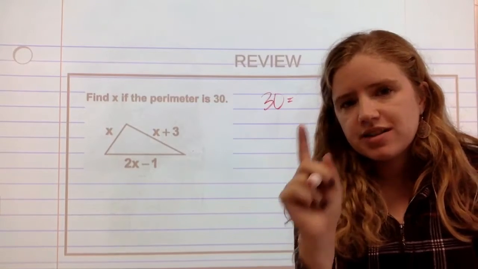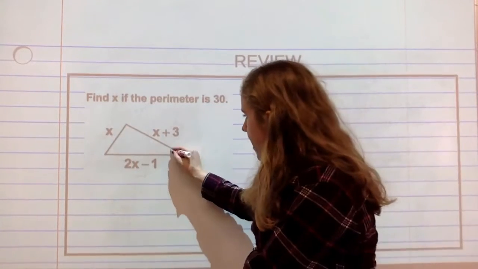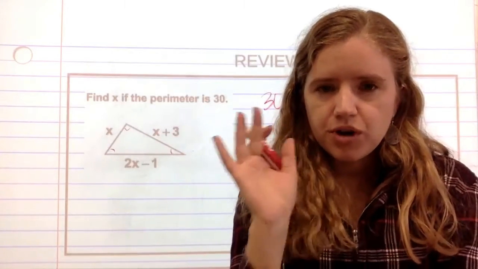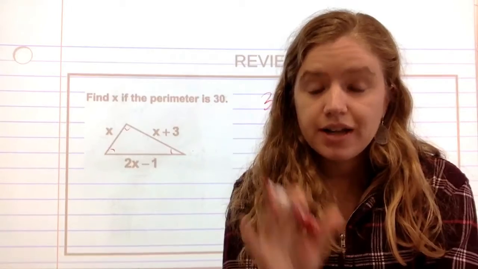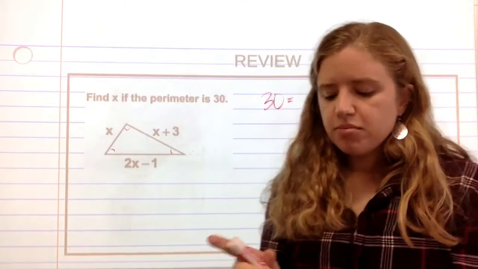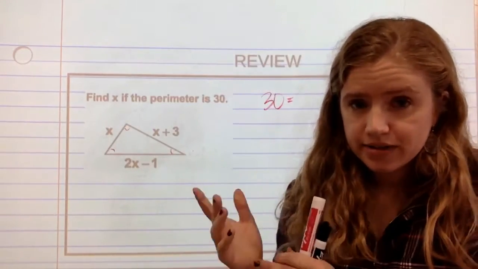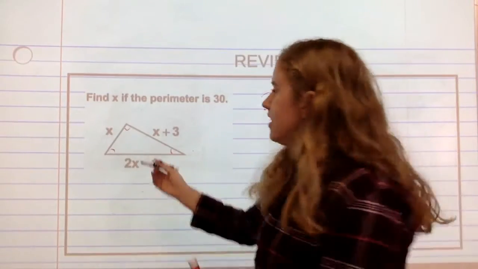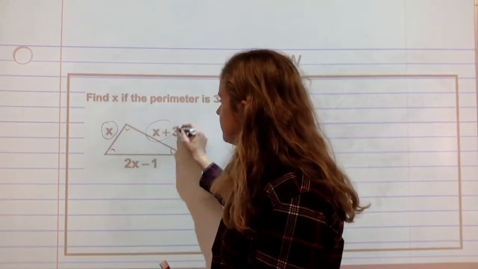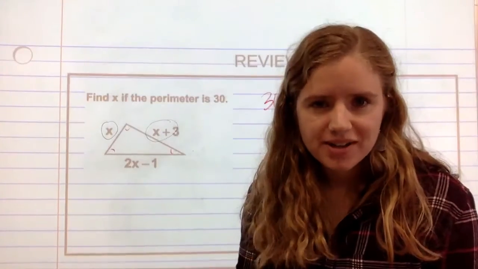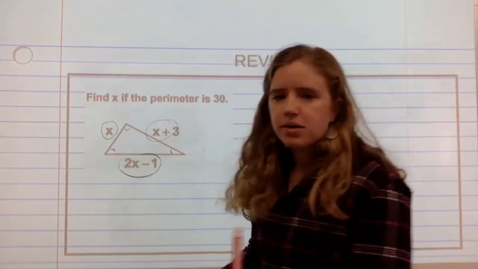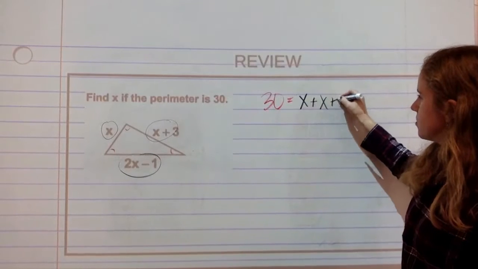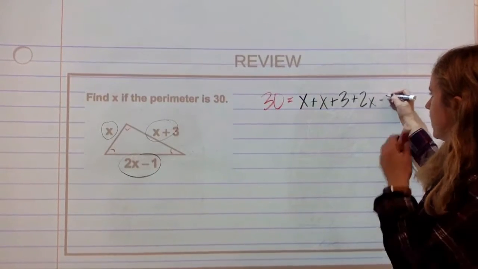A few people yesterday said perimeter means these add up to 180. That's not perimeter. That's actually the angle sum theorem. If you know that all the angles in a triangle add up to 180, perfect, but it's not perimeter. Perimeter, in your own words, means all the side lengths add up. Then that's what we're going to do. So we're going to make our equation x plus 3 plus 2x minus 1.